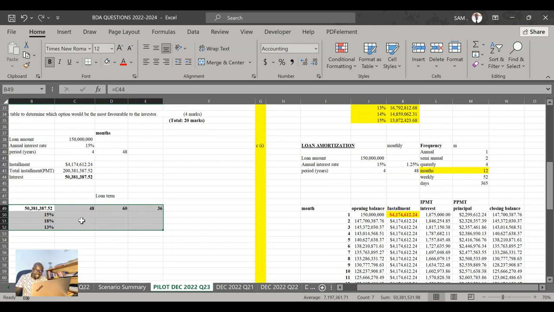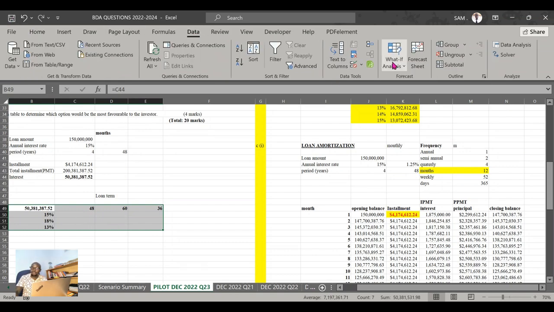So after highlighting this table, come to the data tab on your Excel window, what if analysis, choose data table. Then you'll see this pop-up window where you'll be asked to put the row input cell and then the column input cell. Now, in the row input cell, we ask ourselves, which variable is appearing in a row? In this row, what we have are the loan term. The repayment period is what is appearing along the row.